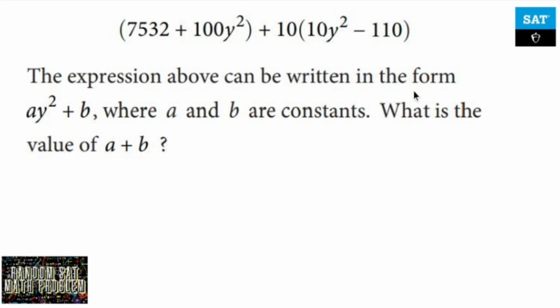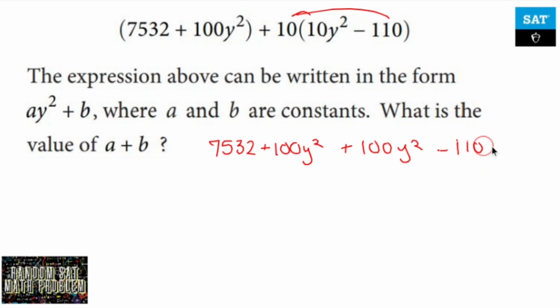The expression above can be written in the form a y squared plus b, where a and b are constants. What is the value of a plus b? All right, so we have ourselves this weird-looking polynomial thing. Let me try to combine like terms, do some distributive property, whatever I have to do. If you have nothing in front of a parentheses, get rid of the parentheses. So I'm rewriting that first parentheses without the parentheses, and it looks like that. This one I'm going to distribute, so plus 100 y squared minus 1,100. They want it in the form a y squared plus b.